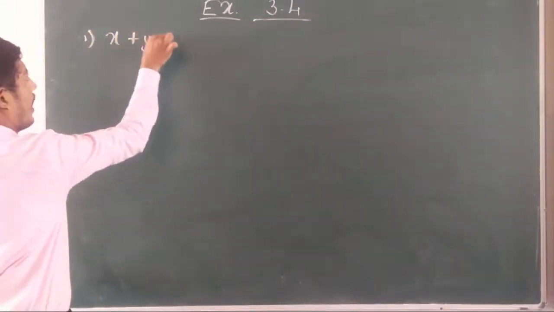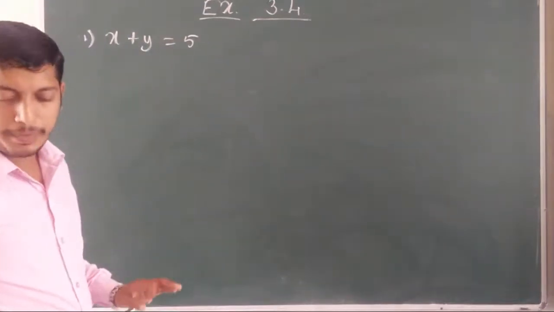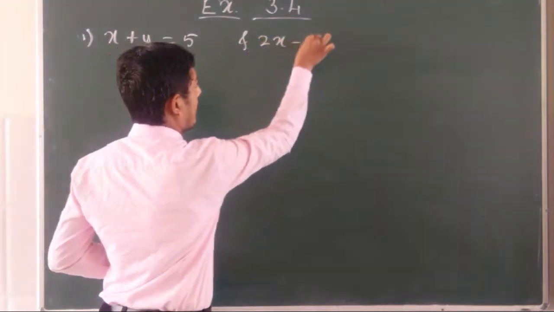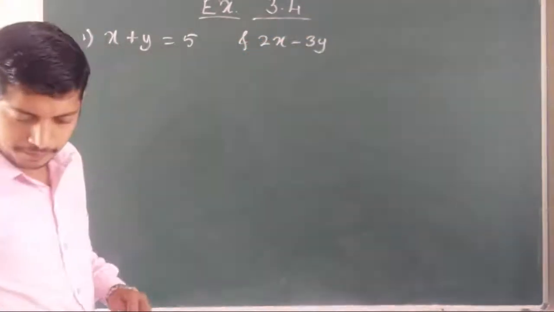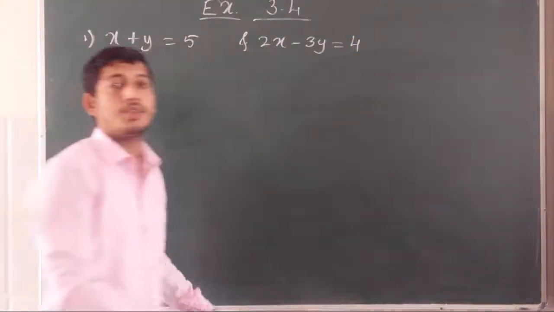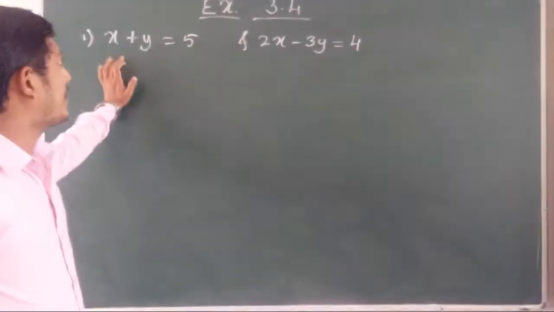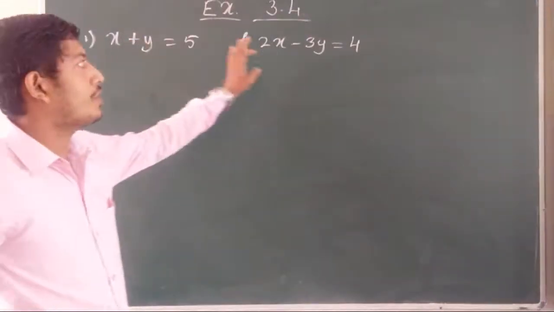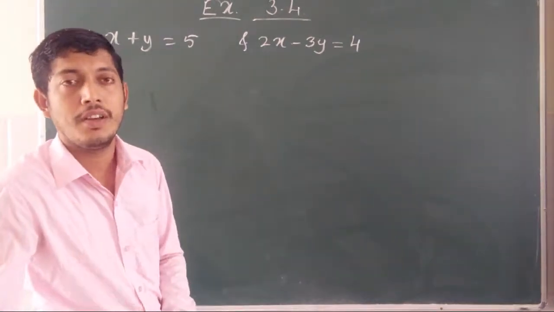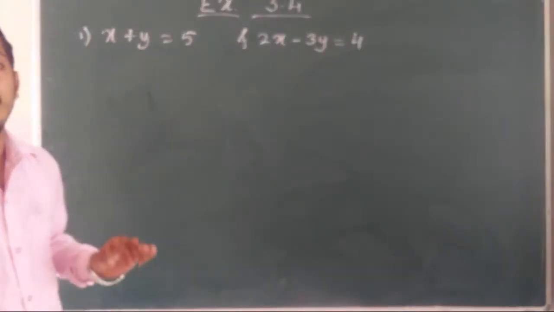The first one is x plus y equals 5 and 2x minus 3y equals 4. These are the two equations. A pair of linear equations is given. One is x plus y equals 5. Another one is 2x minus 3y equals 4. Now we have to solve this with the help of the elimination method as well as the substitution method.